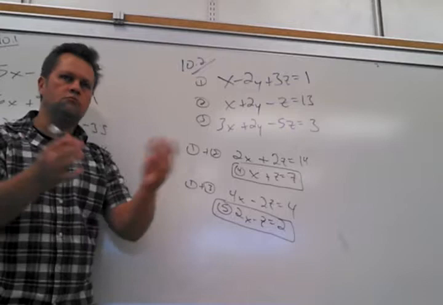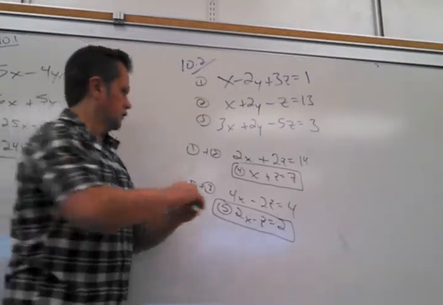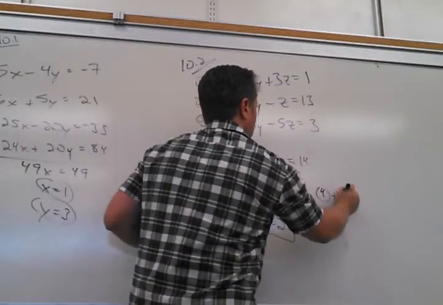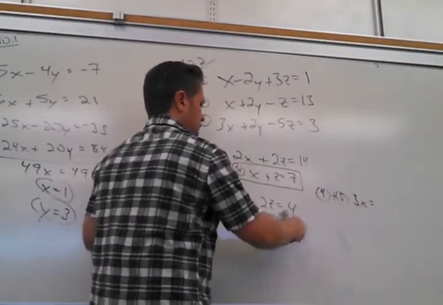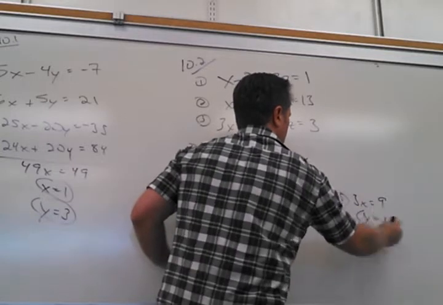This is a very simple example because they already are exact opposites of each other. If they weren't, I would just multiply one or both of them. So if I take 4 plus 5, I'll get 3x equals 9, so x equals 3. I like it. So x is 3. And then plug it in.